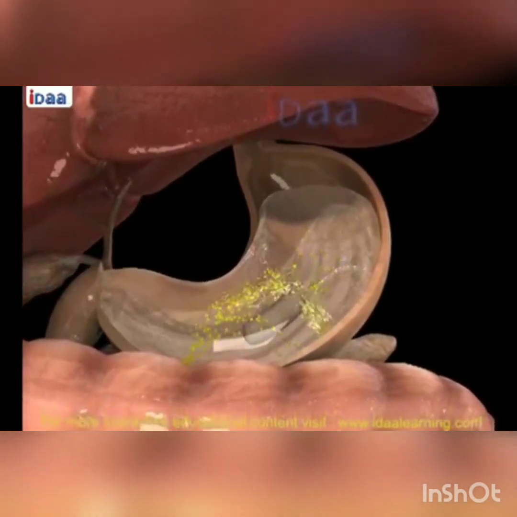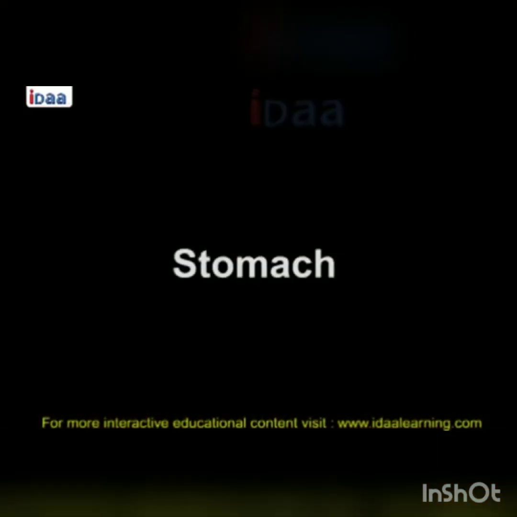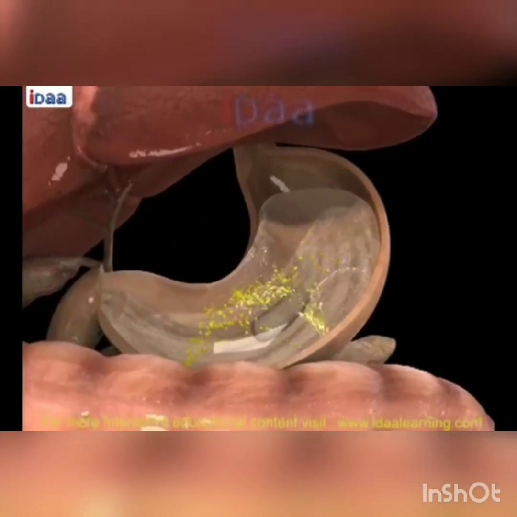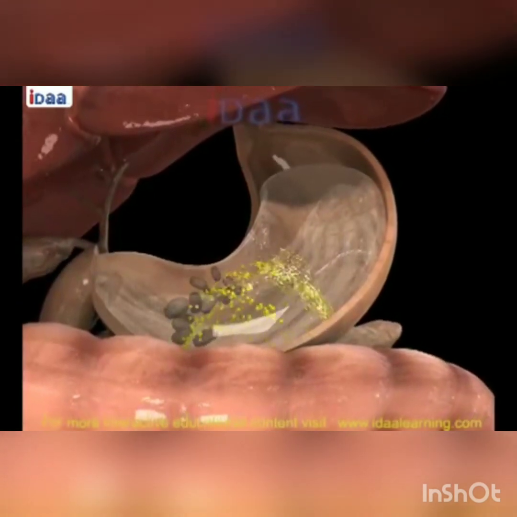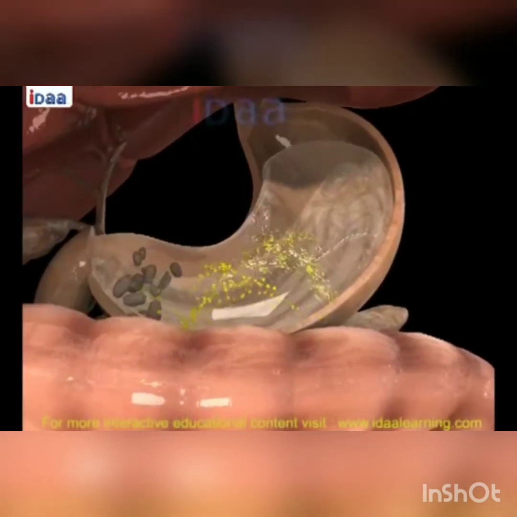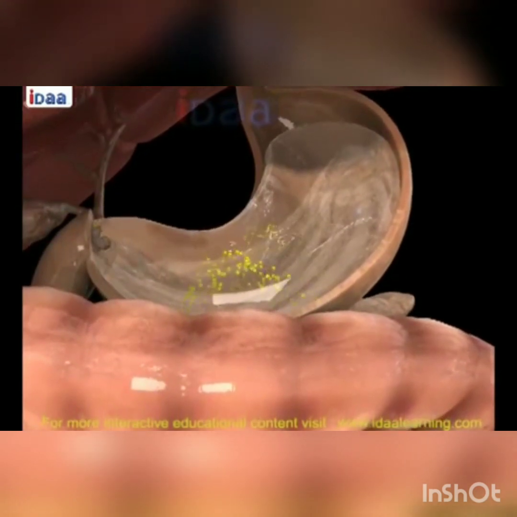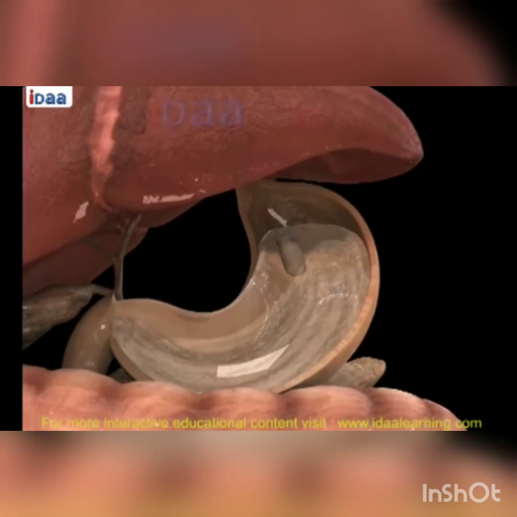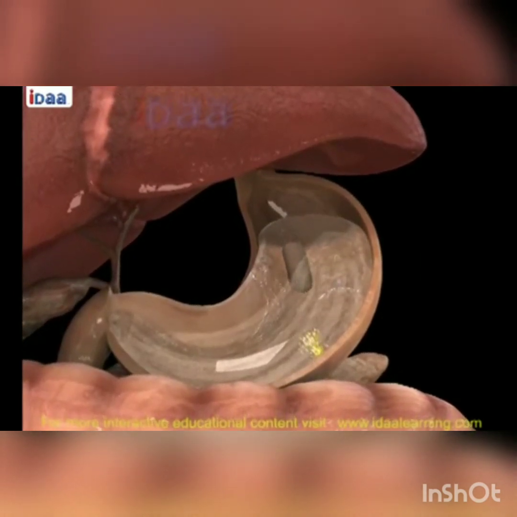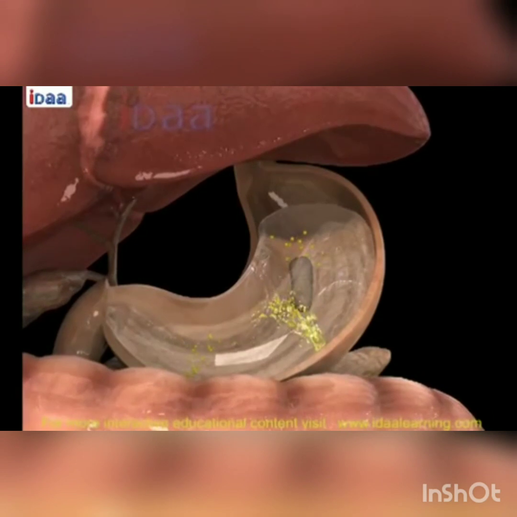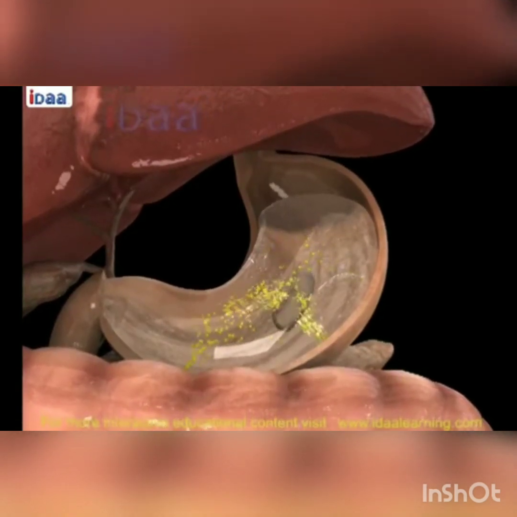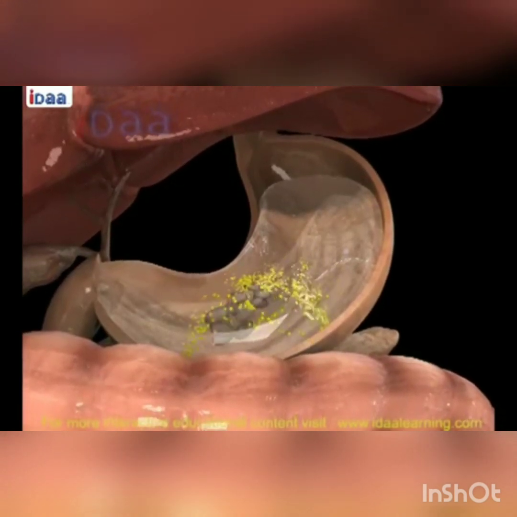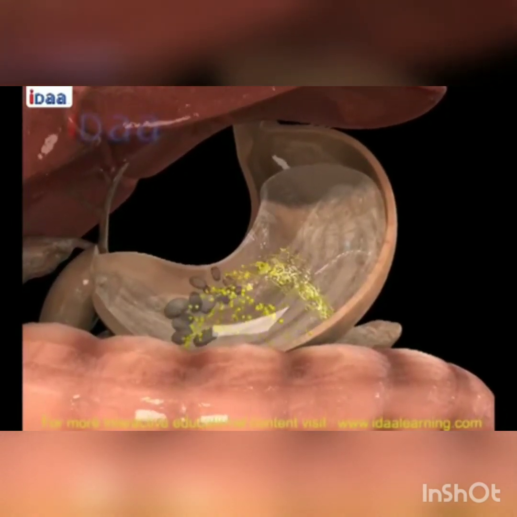Next, stomach. Stomach is a bag-like structure with muscular walls. It is a J-shaped structure and is the widest part of our alimentary canal. The food that enters into the stomach is churned by the muscular walls of our stomach and is mixed with mucus, hydrochloric acid and digestive juices secreted by the inner lining of our stomach.